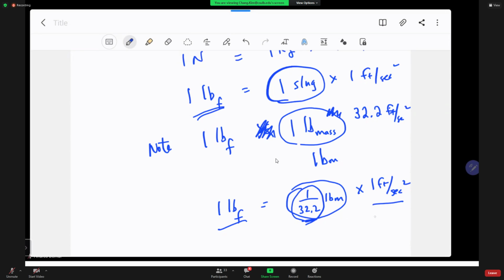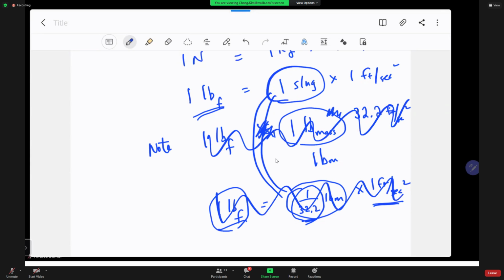132.2 pound mass has to be accelerated at 1 foot per second squared. Then 1 pound of force can be defined. So that's why one slug is equal to 32.2 pound mass. So there is a conversion factor involved, but we are not going to use this concept.